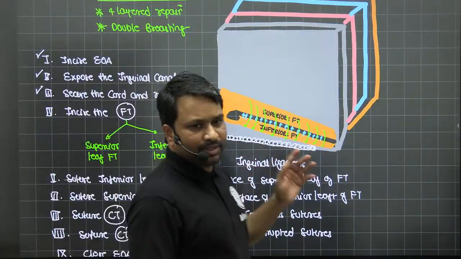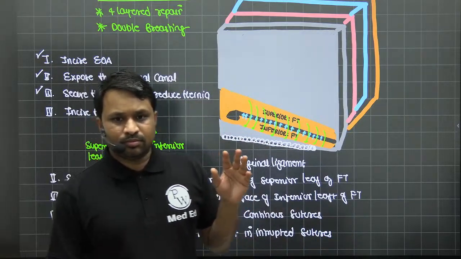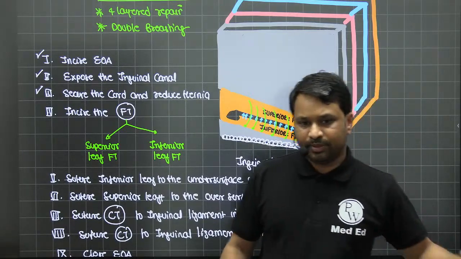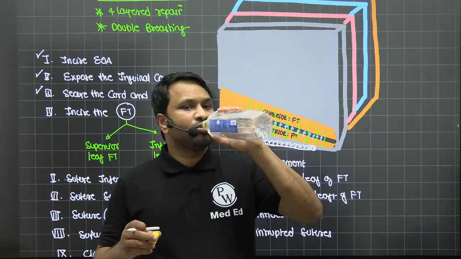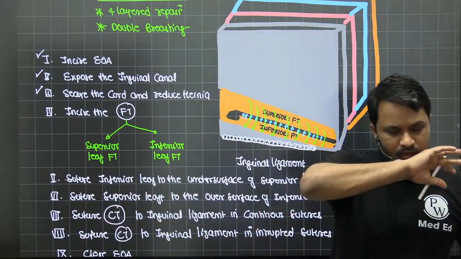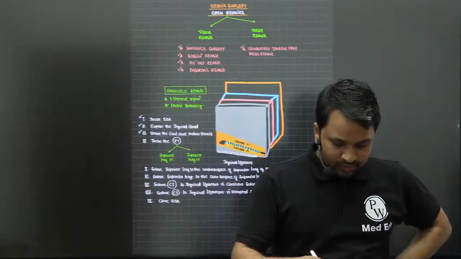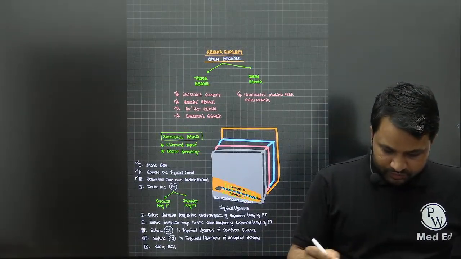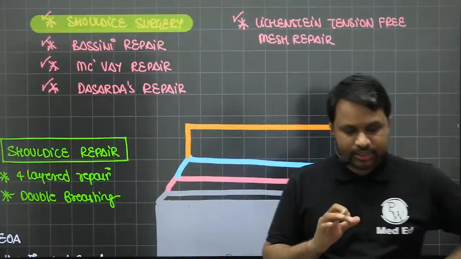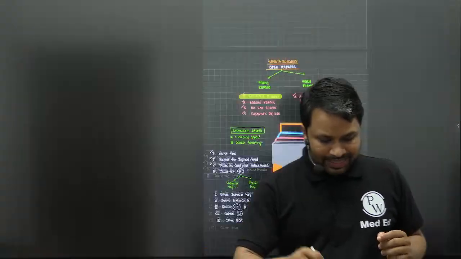I hope everybody is clear with the Shouldice repair. So this is how you put up the whole context of the repairs. So the first repair is out of the way. Done with the Shouldice repair. Now we go with Bassini.